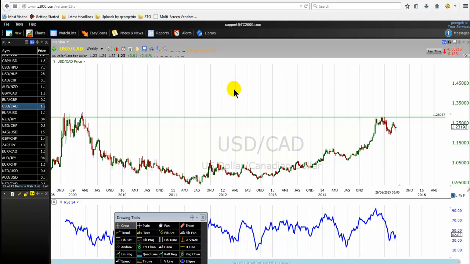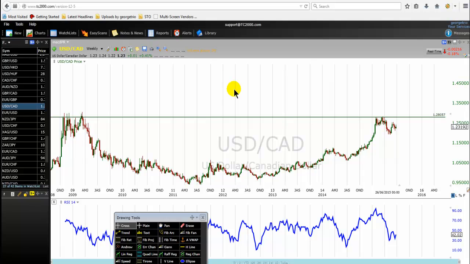So we can say that the US dollar, Canadian dollar is negatively correlated to crude oil. It doesn't go up together with crude oil, and it doesn't go down together with crude oil. If crude oil is going down, this currency pair will go up. If crude oil is going up, this currency pair will go down. So the US dollar, Canadian dollar currency pair is negatively correlated to crude oil. It doesn't go in the same direction as crude oil. It goes in the opposite direction to crude oil.